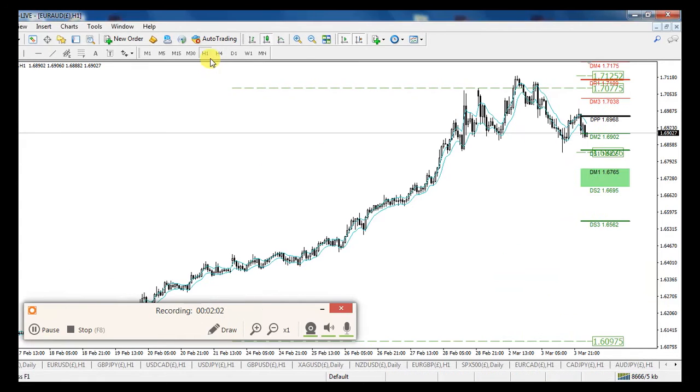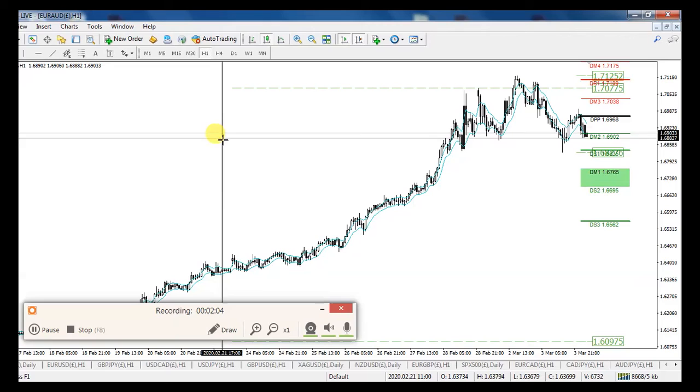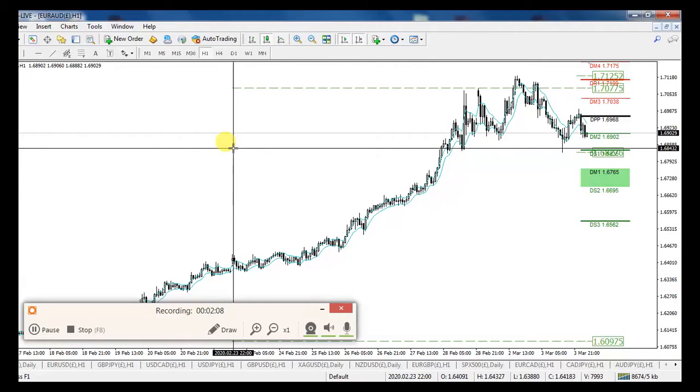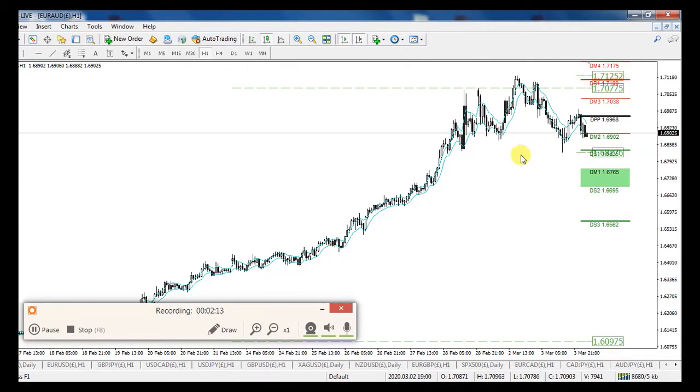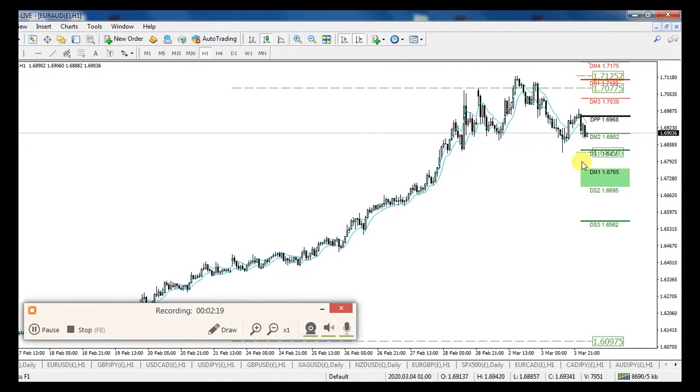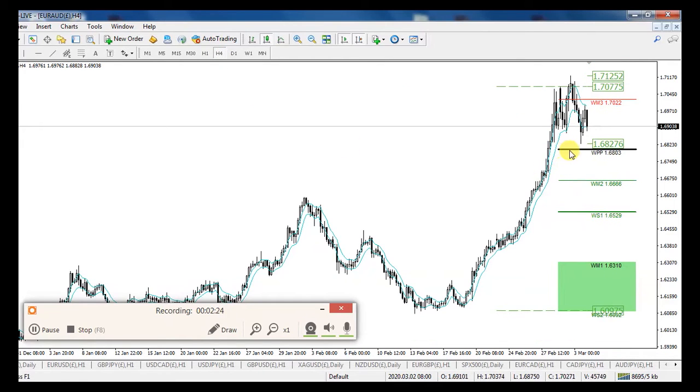So as for the entries, let's discuss. For the first entry, if it sets up, I'll be looking at the 168.40 zone, with a stop of around 20 pips. And if it does not work and it goes further down, I'll be looking at this weekly pivot and giving it another try there for another chance on the long side.